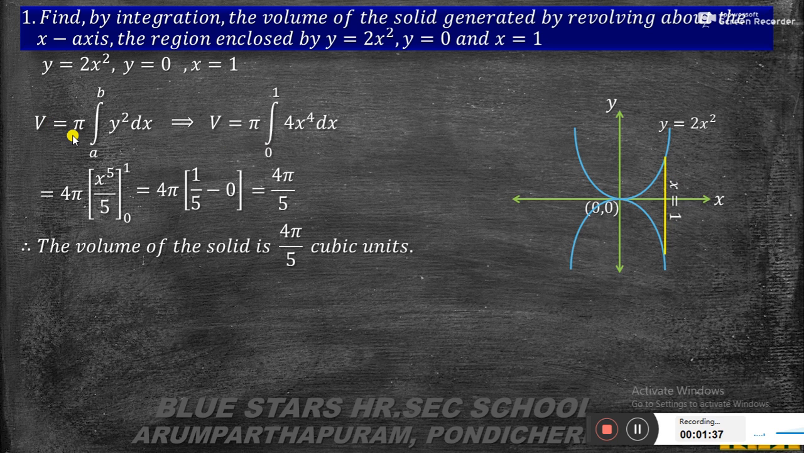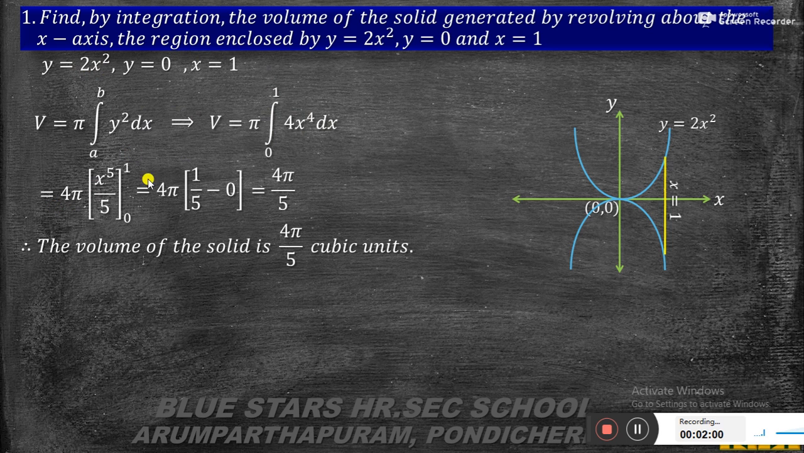Therefore the volume revolved about the x-axis, this is the formula: volume equals pi into integral a to b y square dx. So volume equals pi into integral with limits 0 to 1 of y square. Here y equal to 2x square, so y square means 2x square whole square, which is 4x power 4 dx.